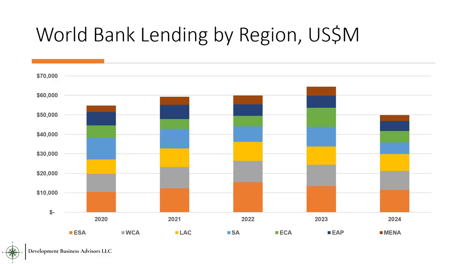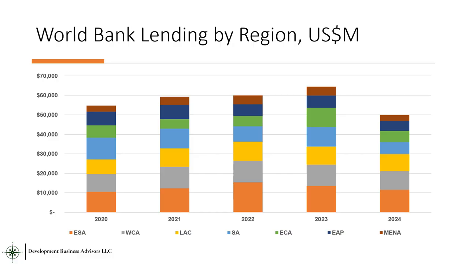So, looking at the World Bank specifically, this is the lending by the World Bank over the past few years. This is fiscal years. You can see these different categories are the regions. So, ESA is Eastern and Southern Africa. WCA is Western and Central Africa. LAC is Latin America and the Caribbean. SA is for South Asia. ECA is Europe and Central Asia. EAP is East Asia and Pacific. And MENA is Middle East and North Africa.